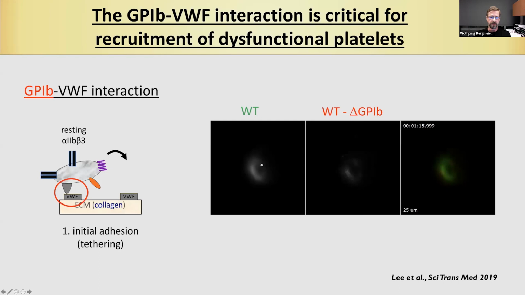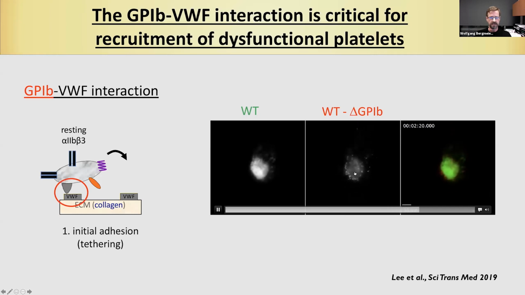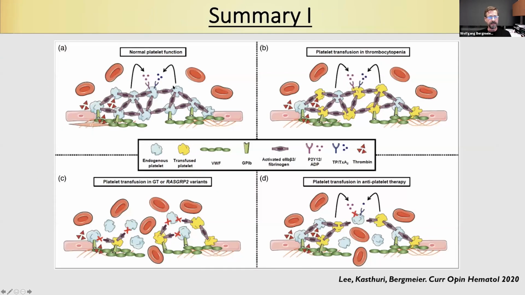So we have a situation where we have wild-type platelets and wild-type platelets where we cleaved off the GP1B receptor. What you see is that these platelets devoid of GP1B cannot make it into the plug properly. That means they also cannot destabilize the plug and they cannot impair the wild-type platelets in what they are supposed to do. So to sum this up, in a normal situation, you have your platelets forming a plug, just as I showed you.